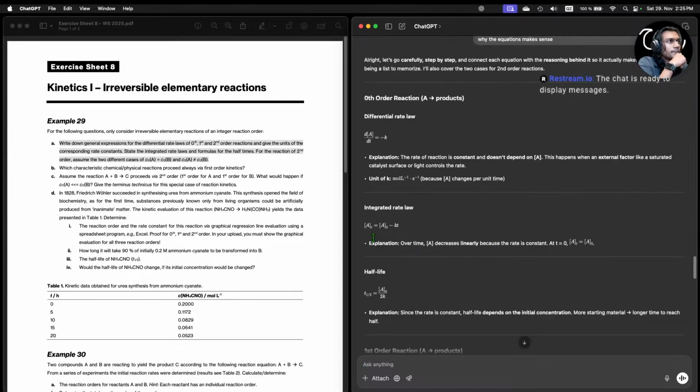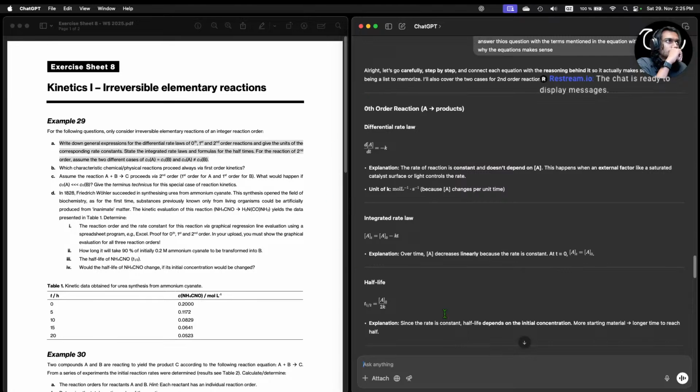Integrated rate law. Concentration of A at time t equals initial concentration minus k times t. Over time, A decreases linearly because the rate is constant. At t equals 0, [A]t equals [A]0. Okay, so that's the integrated rate law for zeroth order.